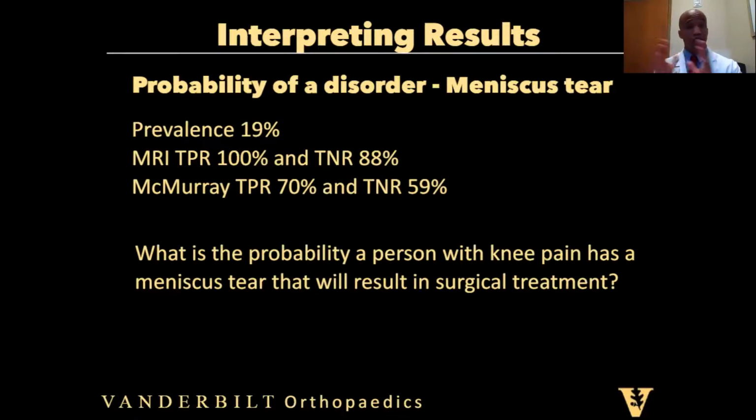That may be different in certain age groups, but at 18 and above, the prevalence is 18% of adults have meniscus tears, even if they're asymptomatic. When we look at different tests, we can look at an MRI as a way of testing if someone with knee pain has a meniscus tear.